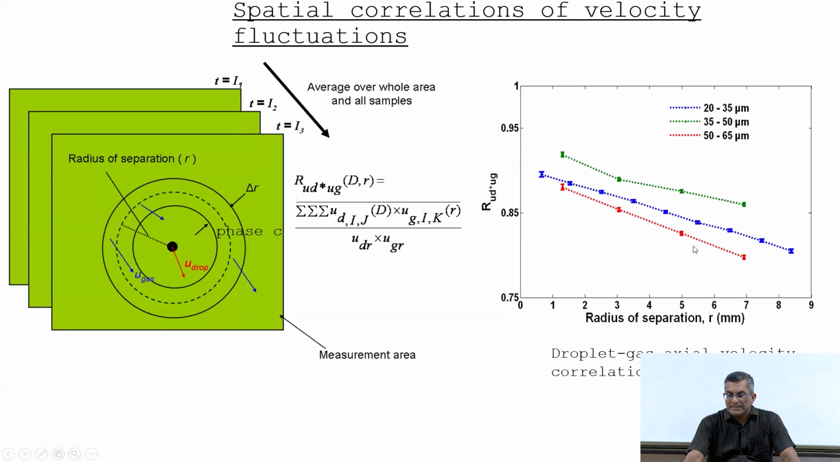So all size classes don't behave in a similar way. For example, the correlation for 50 to 65 micron particles is less than for 20 micron particles. The correlation between the particle and the gas phase reduces in this case if the particle size is larger. Okay, so this means that the larger particles have larger inertia. Okay, so they have higher Stokes number. So that is the reason why the correspondence between the two phases is lost for larger particles in this case.